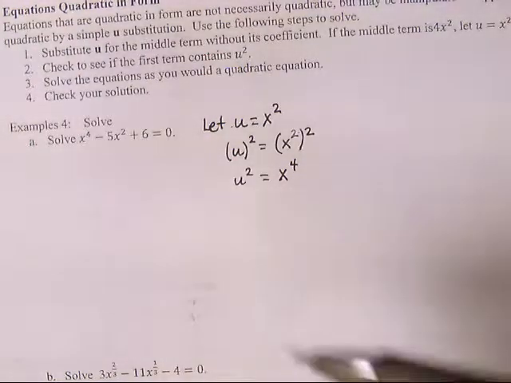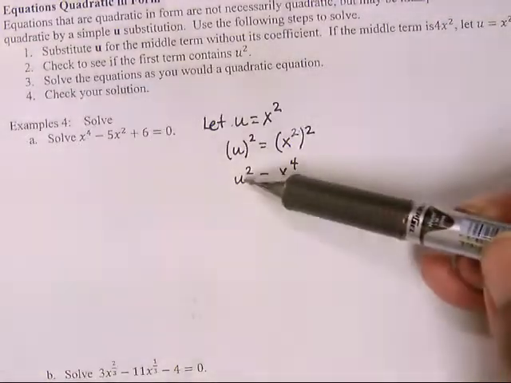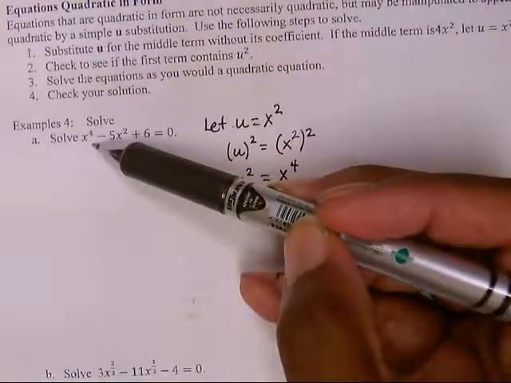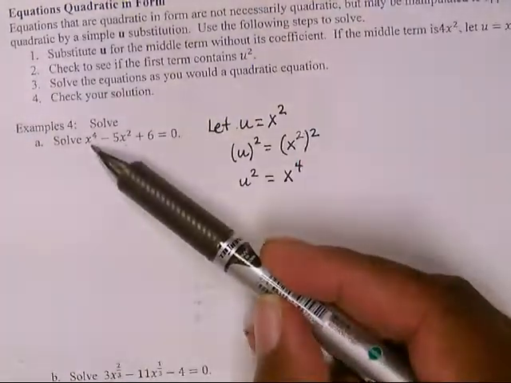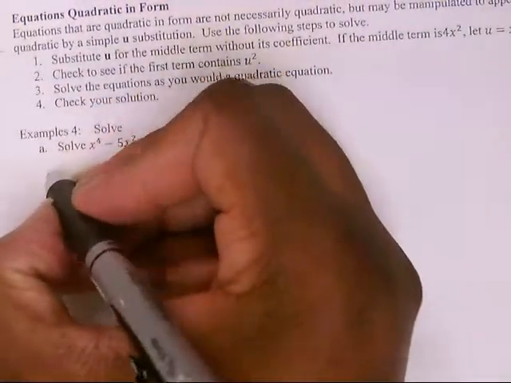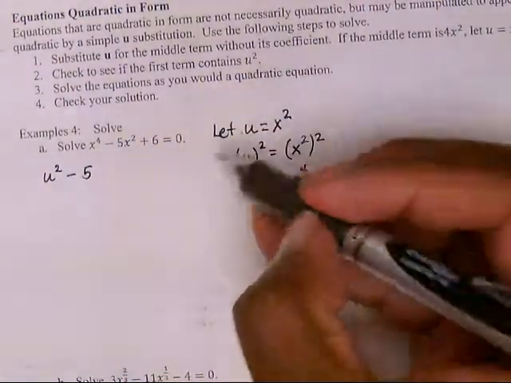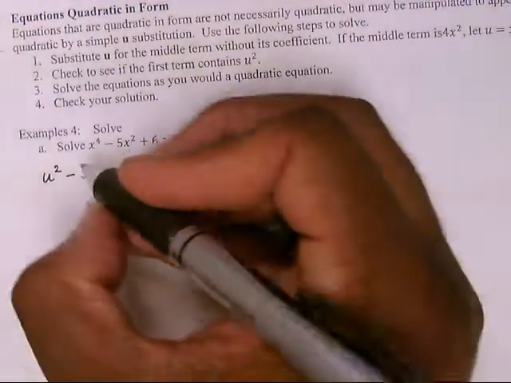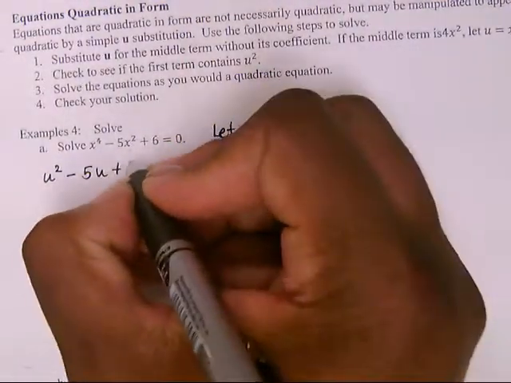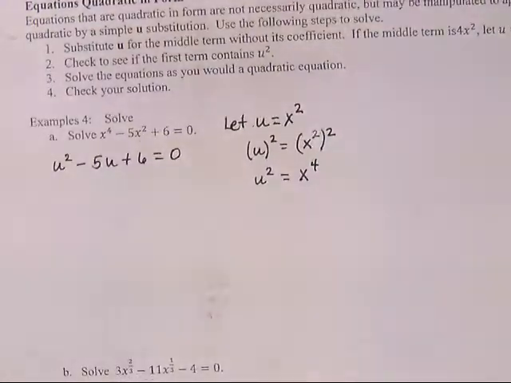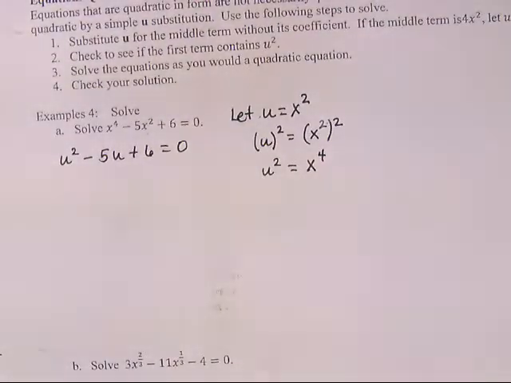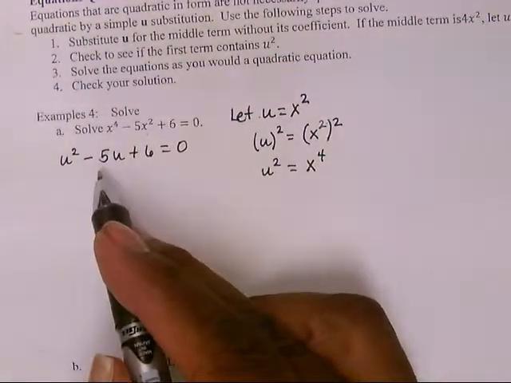Now let's substitute U squared and U into this equation here. That x to the 4th, we're going to replace with U squared. And then minus 5, the x squared will be replaced with U, and then plus 6 equal to 0. Okay, now we have a quadratic equation where we can find out what U is. And once we know what U is, we can find out what the value of x is going to be. Let's start by factoring this.